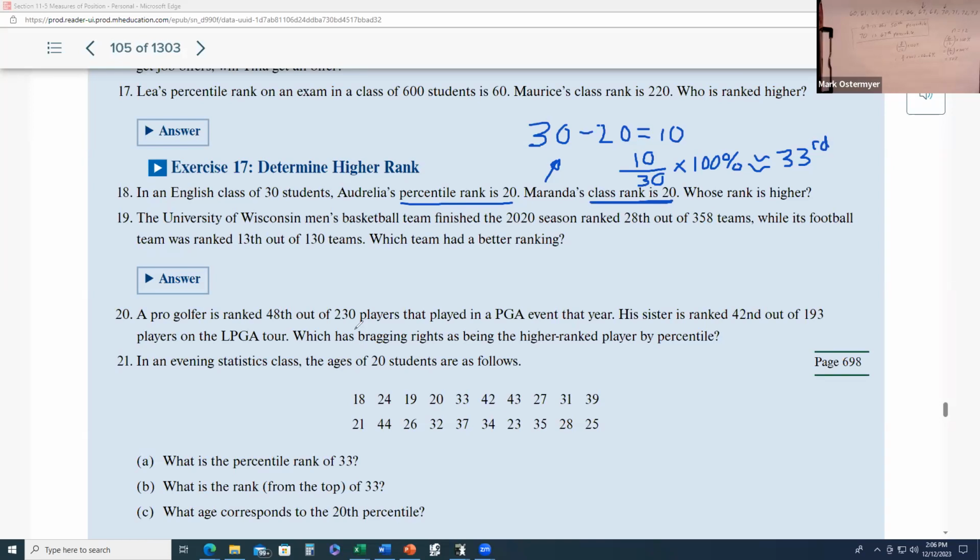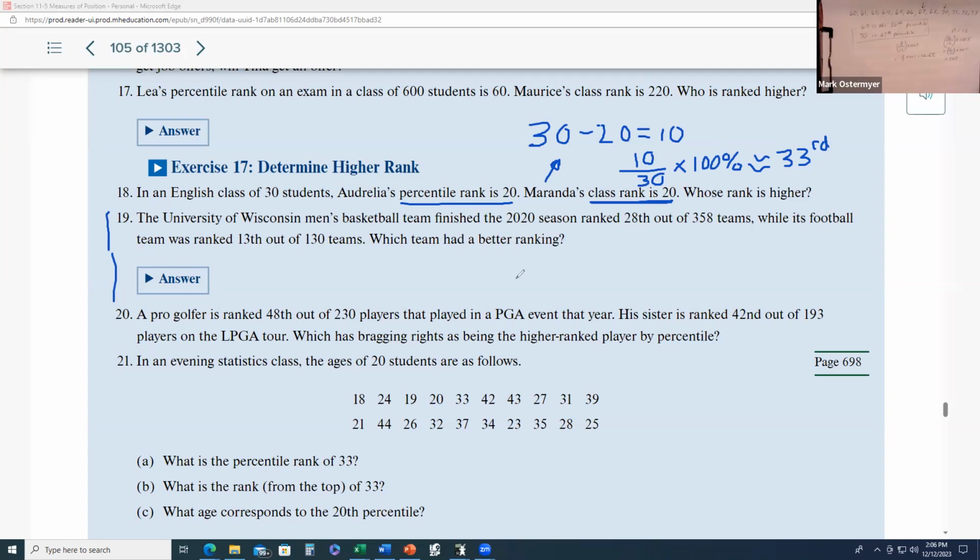Now, number 19 is a beauty. It says the University of Wisconsin men's basketball team finished the 2020 season ranked 28th out of 358 teams, while its football team was ranked 13th out of 130 teams. Which team had a better ranking?